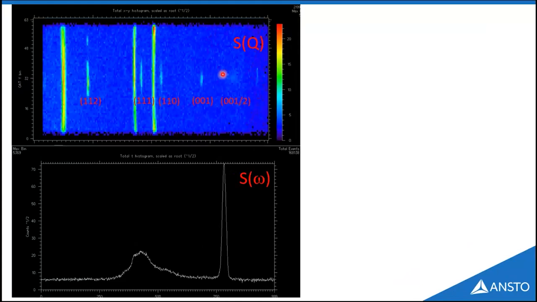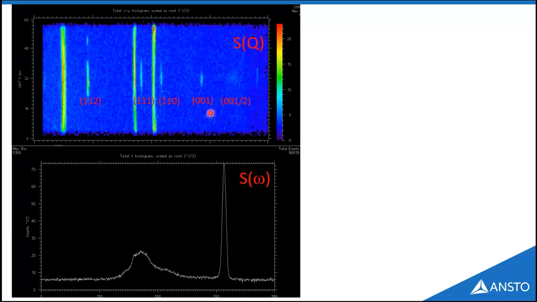And then we also have the extra information about the energy. This is the time of flight spectrum. And you can see this peak, that's the elastic peak. This corresponds to those neutrons without changing energy after scattering from the sample. And you see here, this is the phonon density of states of the sample. These neutrons actually gain energy from the sample, so they arrive at the detector much faster than the elastic neutrons.